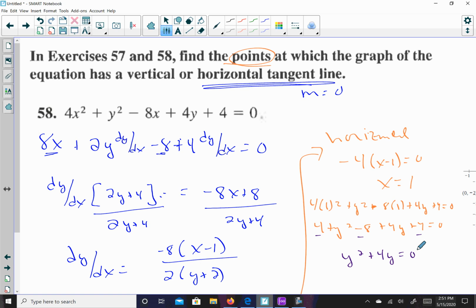I don't have to use product sum because there aren't 3 terms. I am going to factor out a y and make it y times y plus 4 is equal to 0. And that means my y is equal to 0 or negative 4. So my horizontal tangent lines, the points where it has a horizontal tangent line, are going to be 1, 0, and 1, negative 4. I'm going to have 2 of them. 1, 0, 1, negative 4. Those are the horizontal tangent lines.